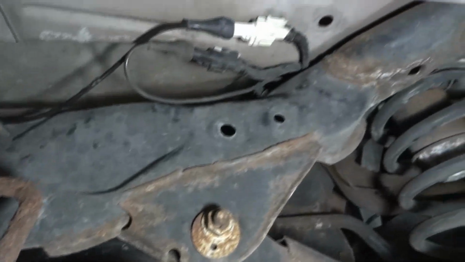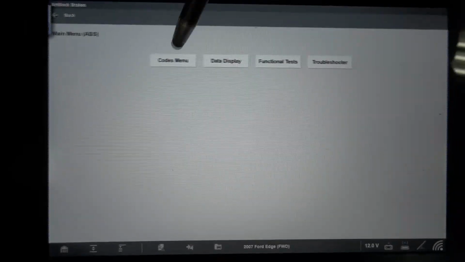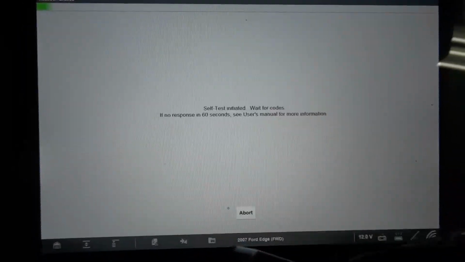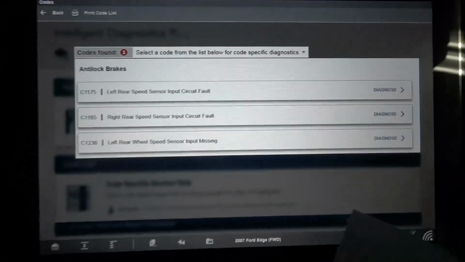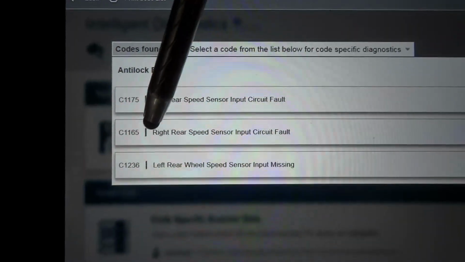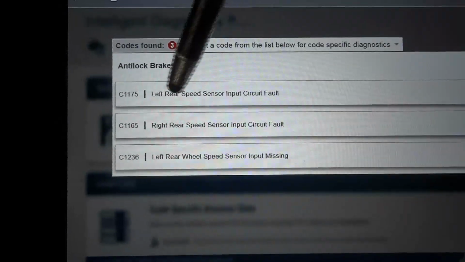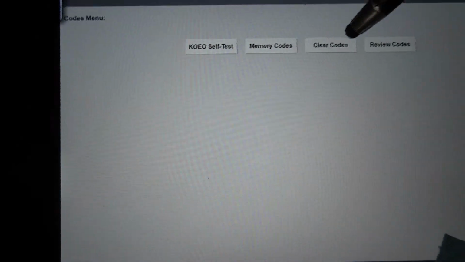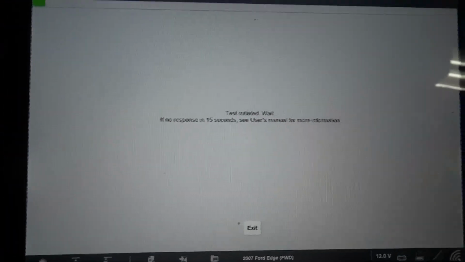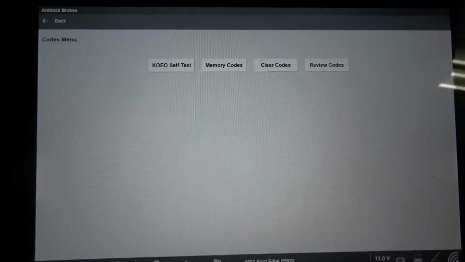So now let's look at the scan tool and erase the trouble codes. We're gonna look at the codes again, memory codes. Right there, we have the left rear wheel speed. We have the right rear wheel speed fault code because I was doing the testing, I disconnected it. So we're gonna ignore that. Let's clear all the codes. Okay, the codes are cleared.